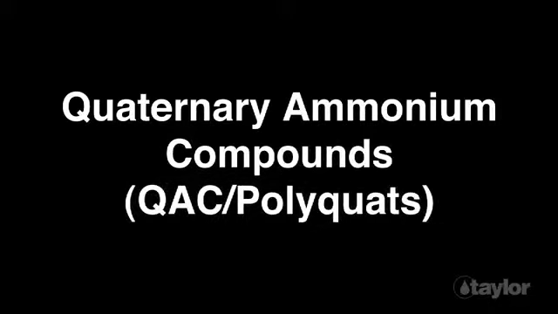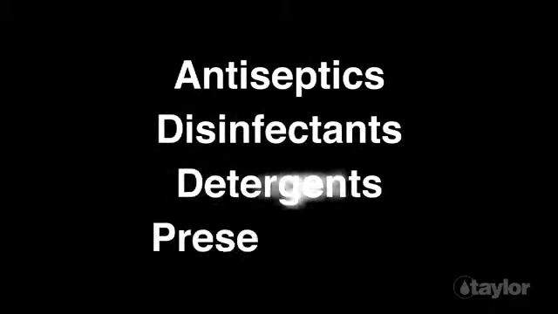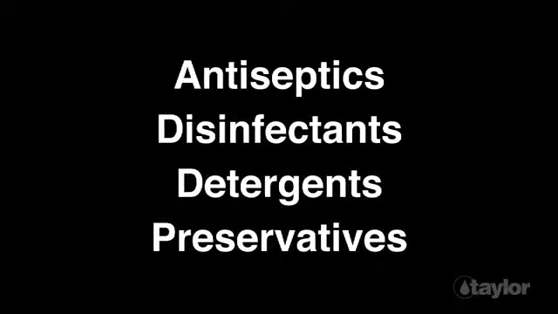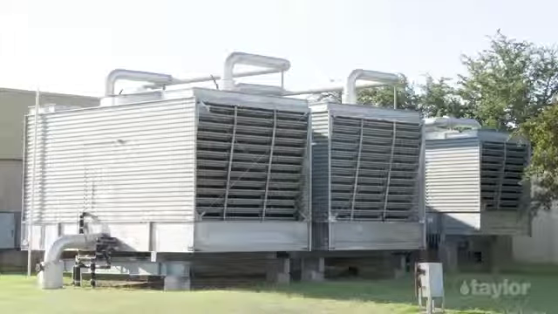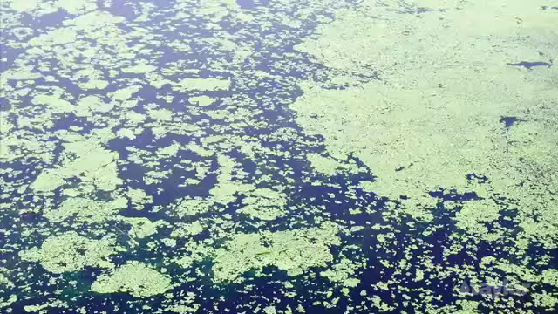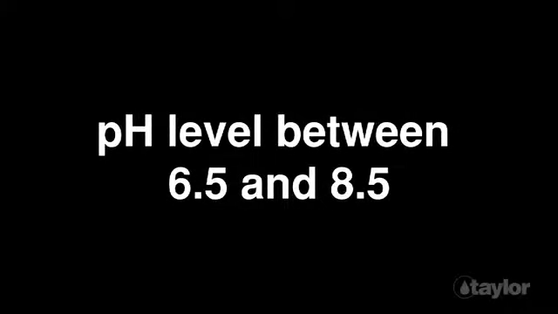Quaternary ammonium compounds, QAC or polyquats, are commonly used as antiseptics, disinfectants, detergents, and preservatives. QACs are non-oxidizing biocides used in industrial and commercial cooling systems, open and closed, to destroy bacteria, fungi, and algae. They perform best in cooling waters where the pH levels are between 6.5 and 8.5.